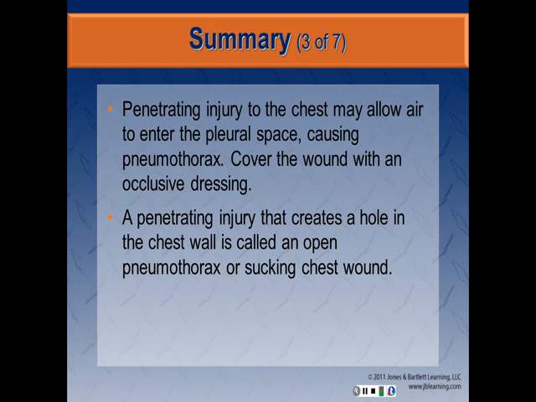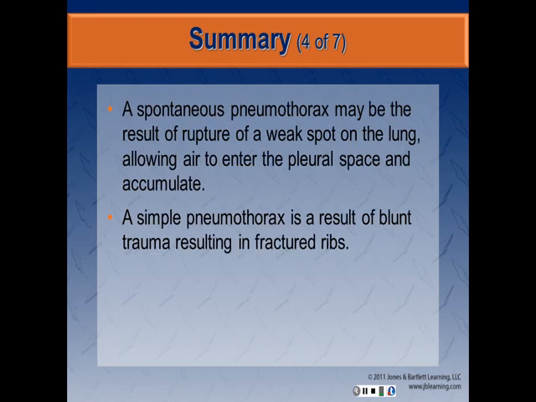Penetrating injury to the chest may allow air to enter the pleural space, causing pneumothorax. Cover the wound with an occlusive dressing. A penetrating injury that creates a hole in the chest wall is called an open pneumothorax or a sucking chest wound. A spontaneous pneumothorax may be the result of rupture of a weak spot on the lung, allowing air to enter the pleural space and accumulate. A simple pneumothorax is a result of blunt trauma resulting in fractured ribs.